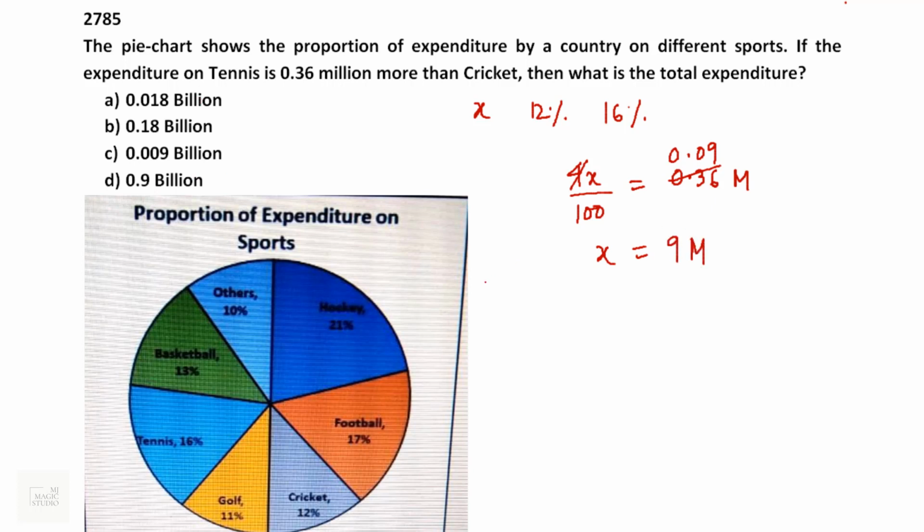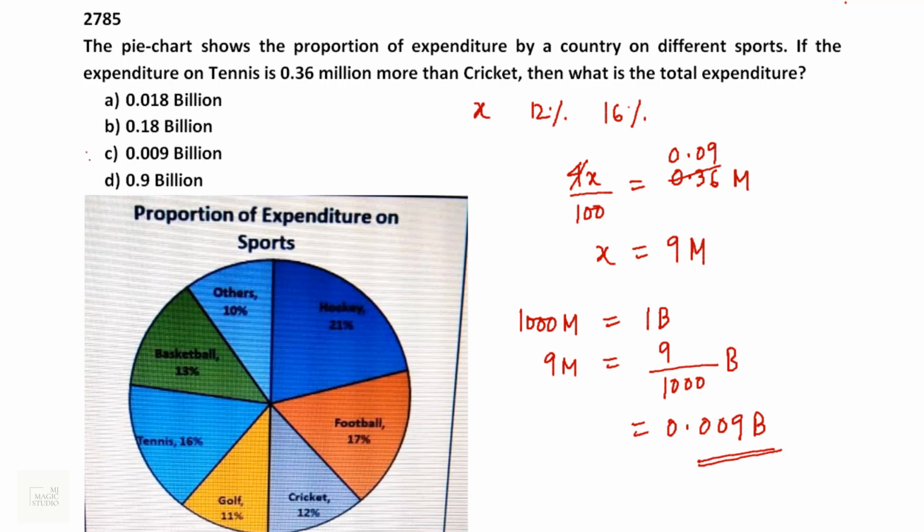But here all answers are in billions. We know that 1000 million is equal to 1 billion. Therefore 9 million will be equal to 9 by 1000 billion. That would be 0.009 billion.